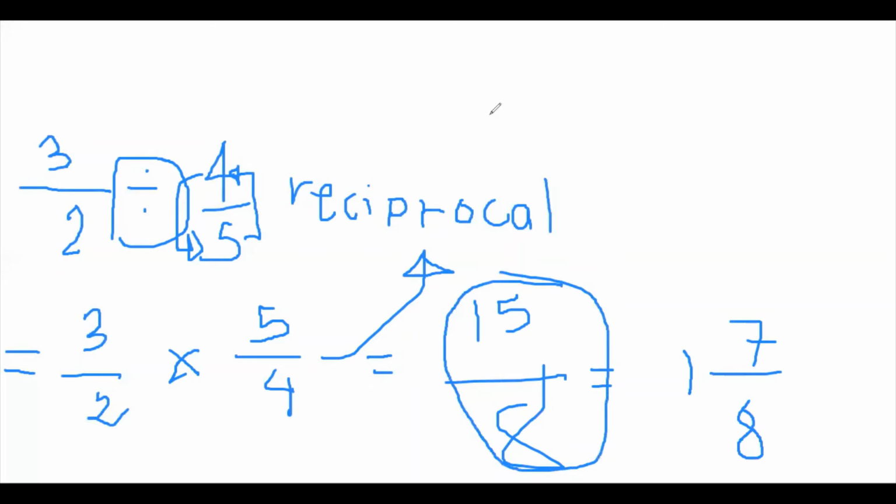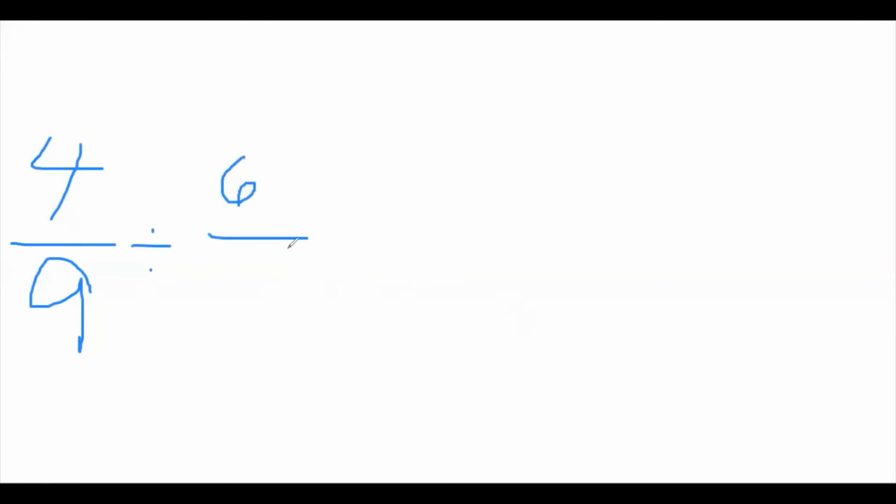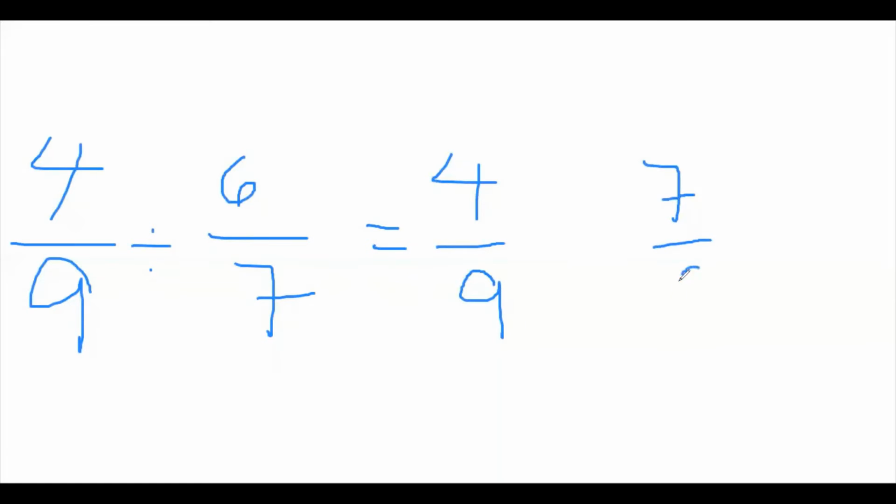Okay, another example. We have 4 over 9 divided by 6 over 7. Just like we said earlier, the first thing you need to do is to take the reciprocal of the divisor. The reciprocal is the interchanging of the positions of the denominator and the numerator. Always don't forget that, my fellow learners. So 4 over 9, times 7 over 6, and change the operation to multiplication.